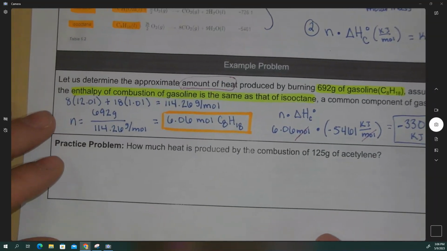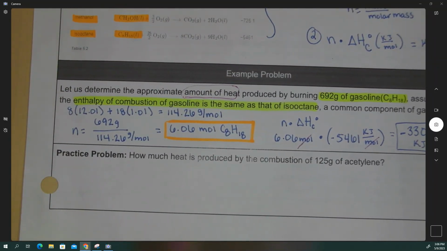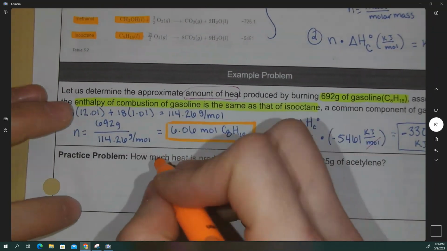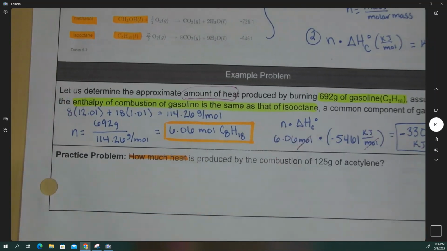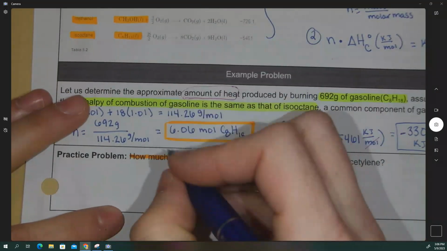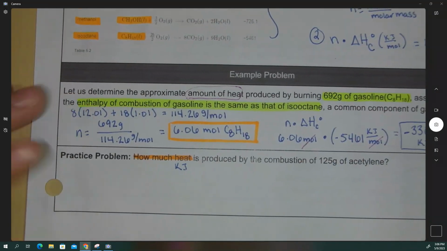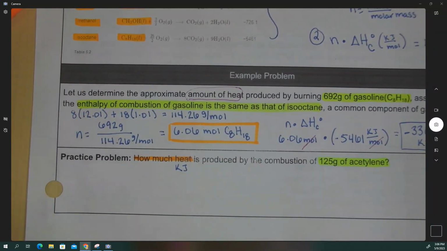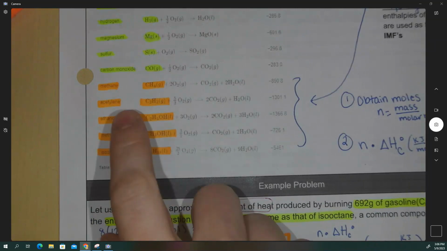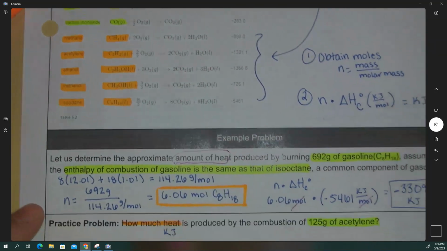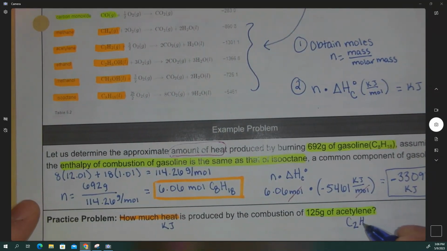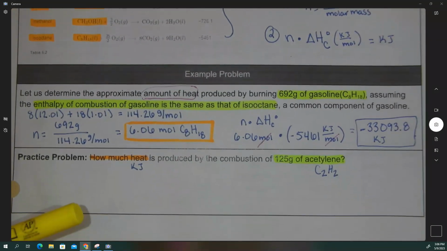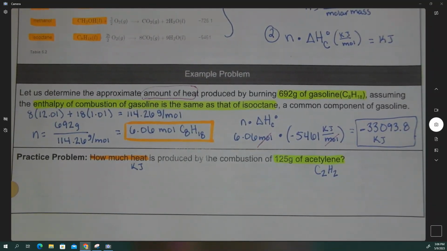So, looking at this practice problem, I want to know how much heat, so I want you to solve for kilojoules, produced by the combustion of 125 grams of acetylene. Acetylene is on your list up here. It is C2H2. So I'm going to go ahead and pause the video and give you guys time to work this one out, and you're going to record your response in the question.